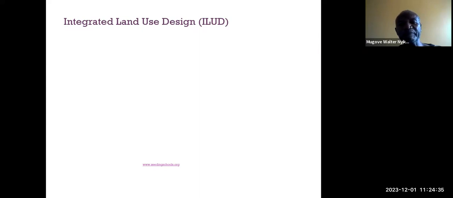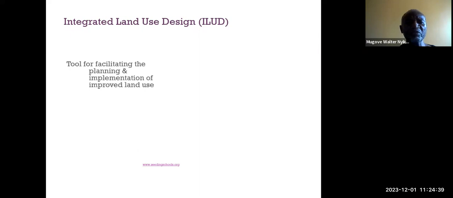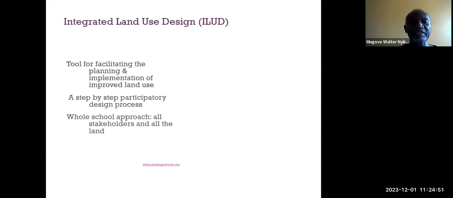Integrated land use design is, as we said, a tool for facilitating the planning, implementation, and monitoring of improved land use in the school community. And it is a step-by-step process which involves all the stakeholders and all the land that belongs to the school. So we don't have a particular corner of the school where a garden is developed. Instead, the school is taken as a unit of the environment, and every bit of land, from the main entrance to the toilets, to the sports grounds, to the school office, everything is redesigned as a whole unit of the environment.